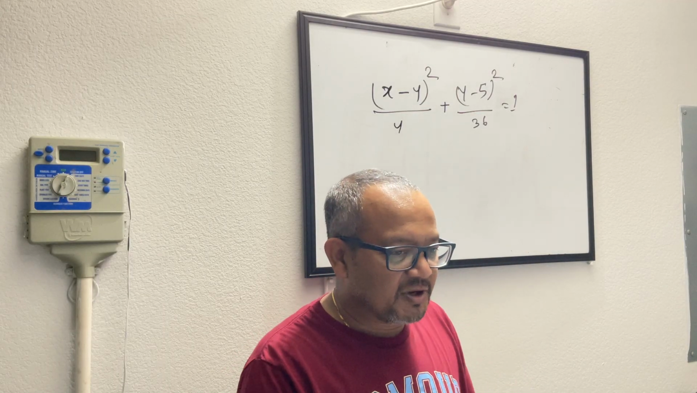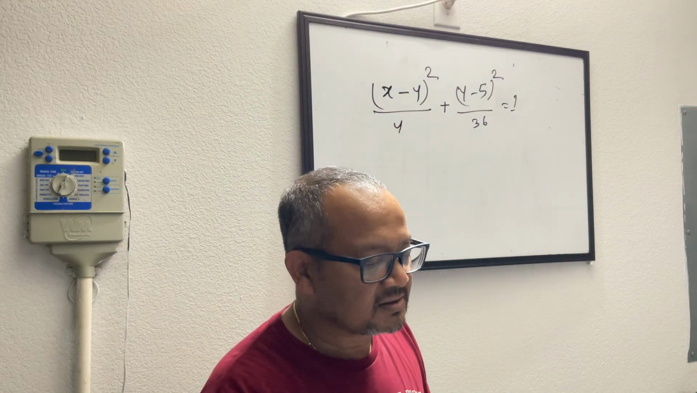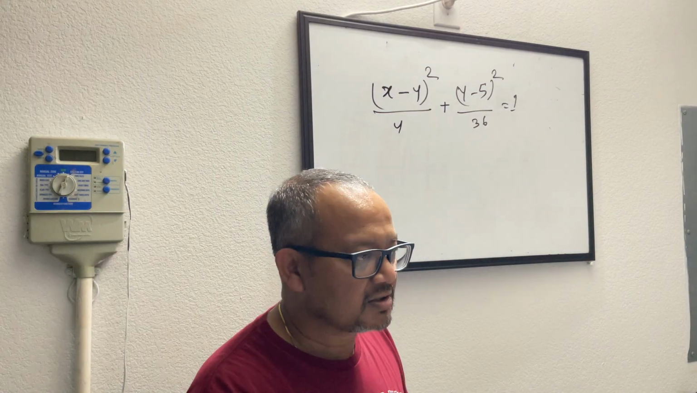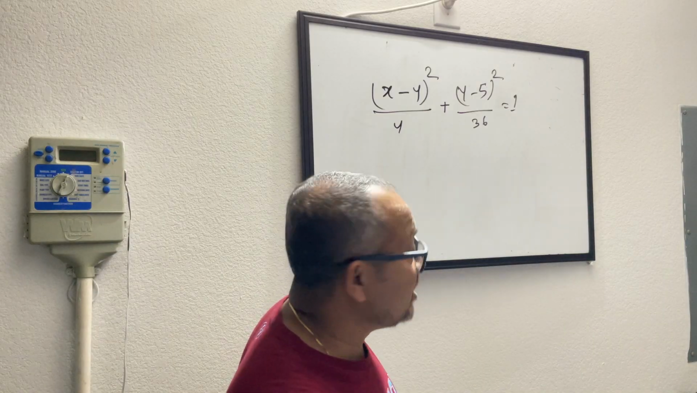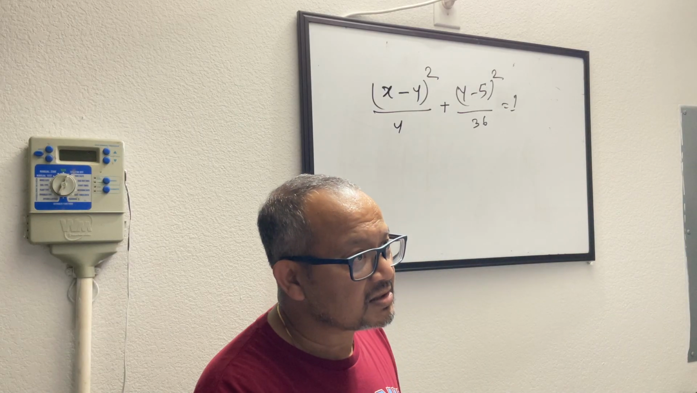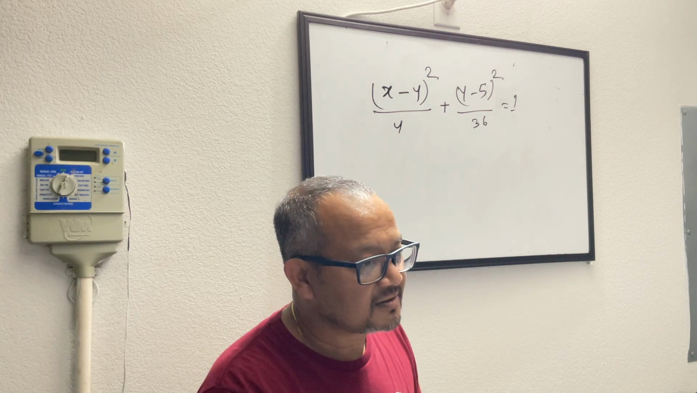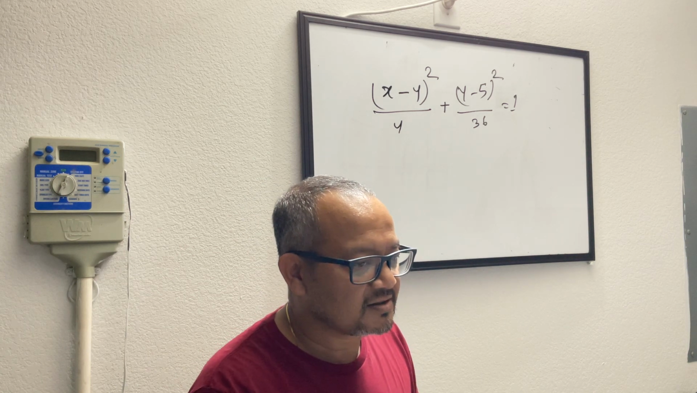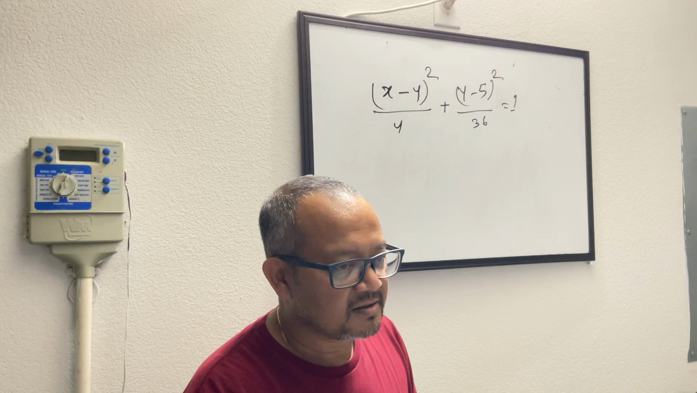Yes, Pranit, tell me what your answer is. What are the coordinates of the center? Coordinates of the center, I have 4, 5, and then my major radius is 36. Major radius is 36. Are you sure? Wait, not 36, 6. How about minor radius? Minor radius would be 2. How about you, Dev? I was going to say the same.